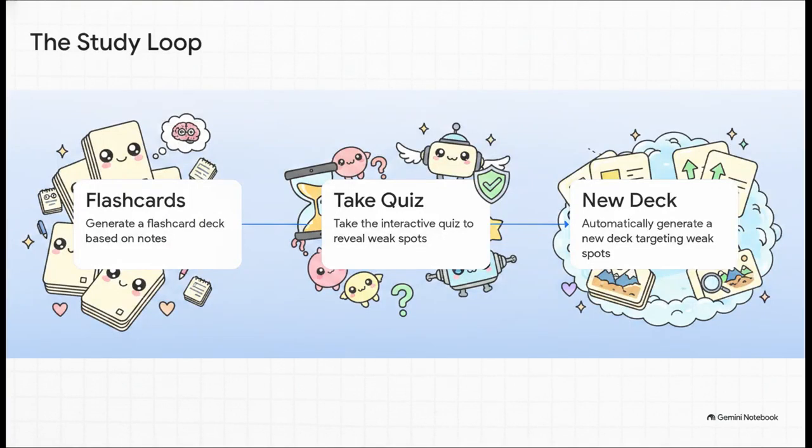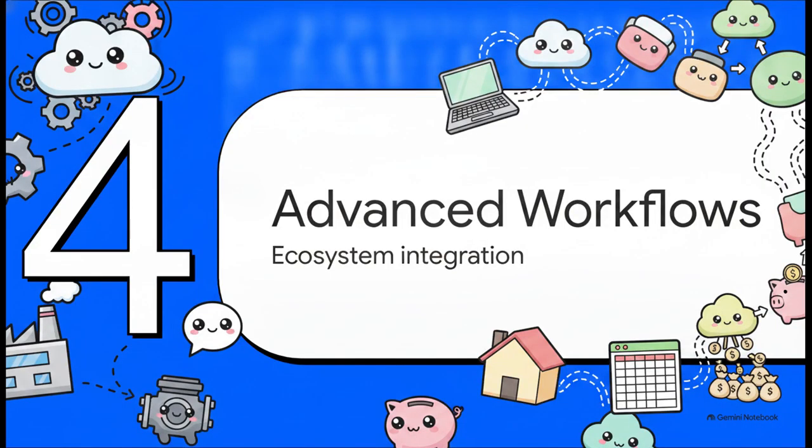Now, for students, or honestly anyone trying to master a complex subject, the study assets create this unparalleled, perfectly tailored learning loop. Check this out. Step 1, you generate a flashcard deck based on your class notes. Step 2, you take the interactive quiz, and the system actually tracks your performance. Step 3, it gives you a report revealing your weak spots. So let's say you failed the questions on mountain soil chemistry. With one click, it automatically generates a brand new set of flashcards targeting only the exact subjects you struggled with. It's brilliant.